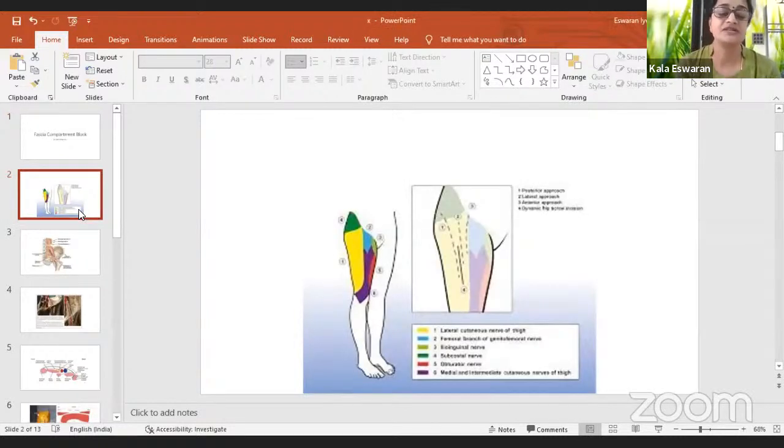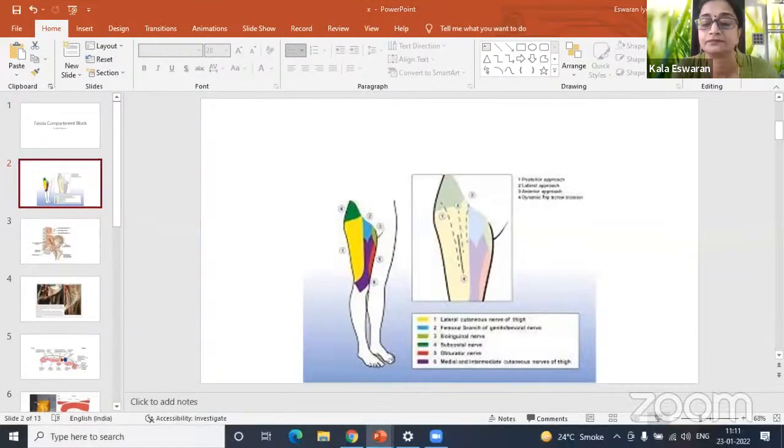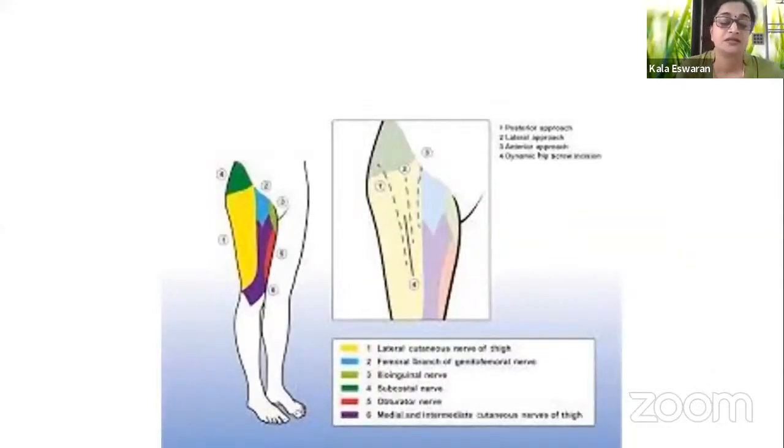Now, what is the lower extremity innervation? The innervation of the lower extremity is provided through four major nerves: the sciatic nerve, the femoral nerve, the obturator nerve, and the lateral cutaneous femoral nerve. The femoral, the obturator, and the lateral cutaneous femoral nerve all arise from the lumbar plexus, and the sciatic nerve originates from the lumbar as well as the sacral plexus, that is the lumbosacral plexus.